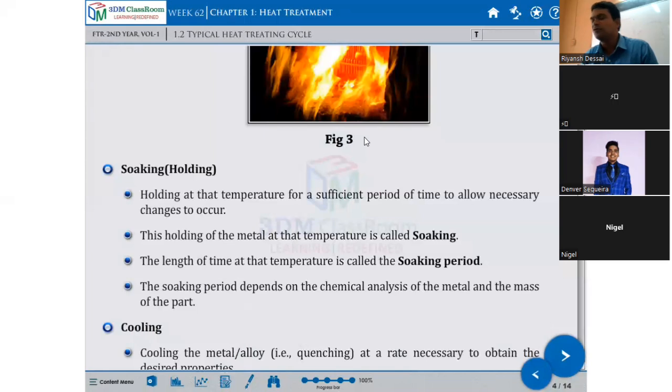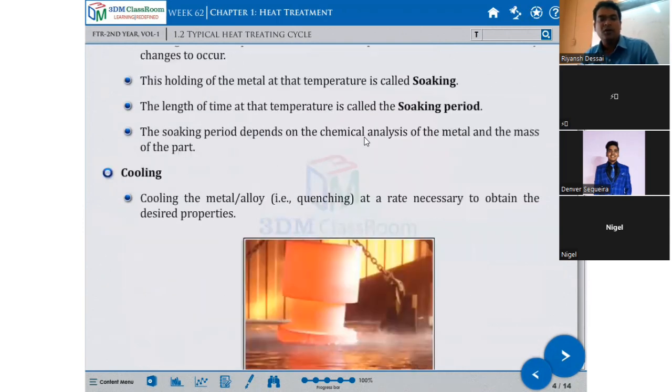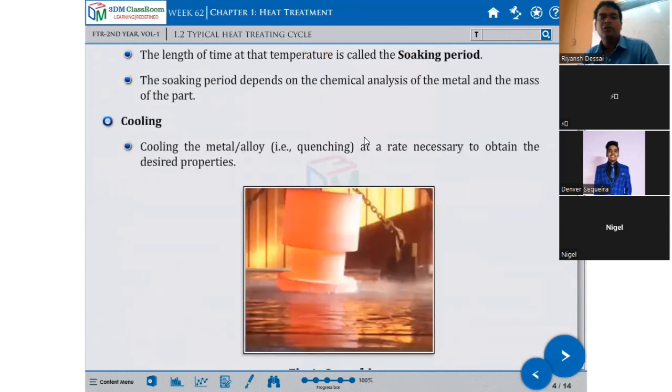The length of time at the temperature is called soaking time, or soaking period. And the soaking period depends on the chemical analysis of the metal and the mass of the product. Now then, cooling the metal alloy.